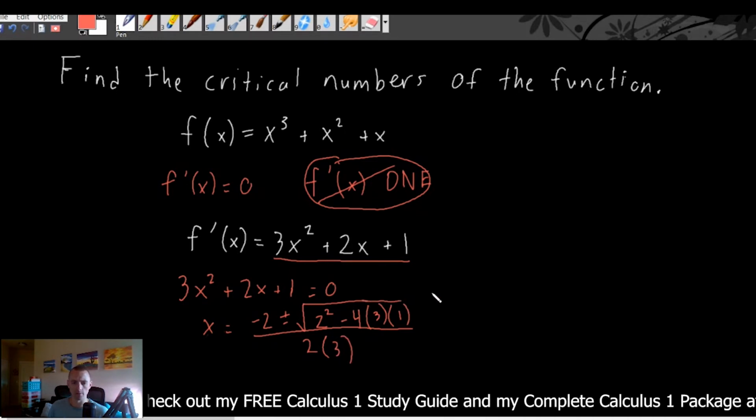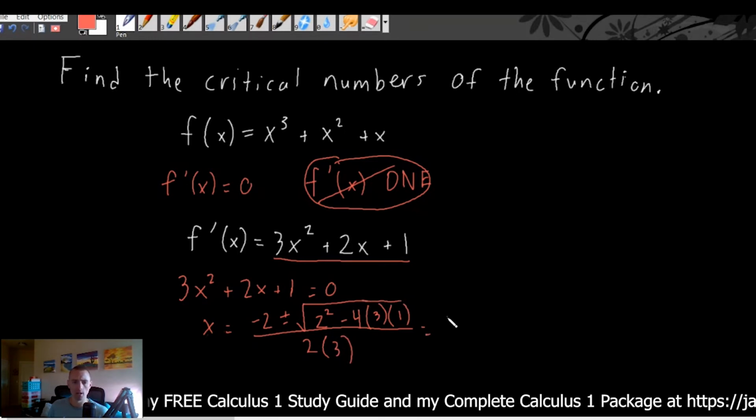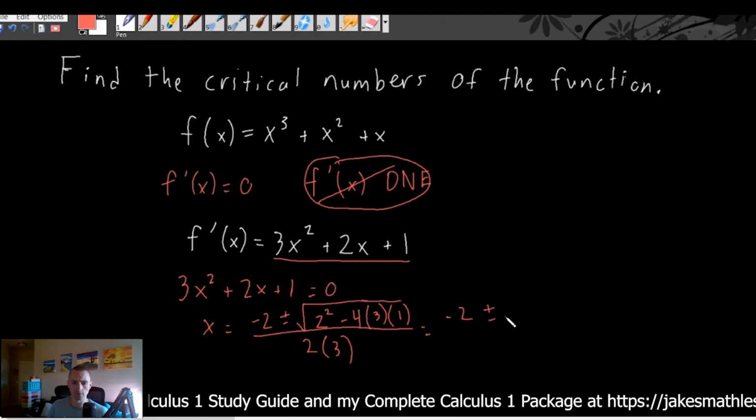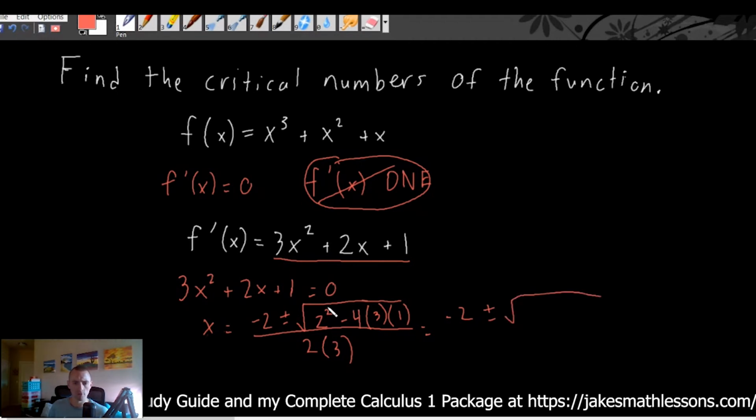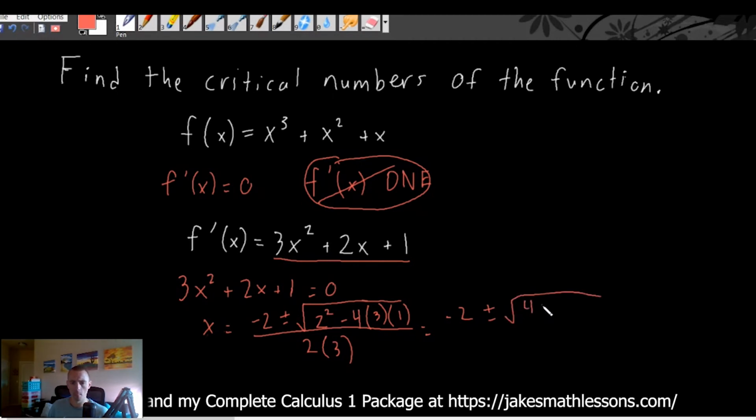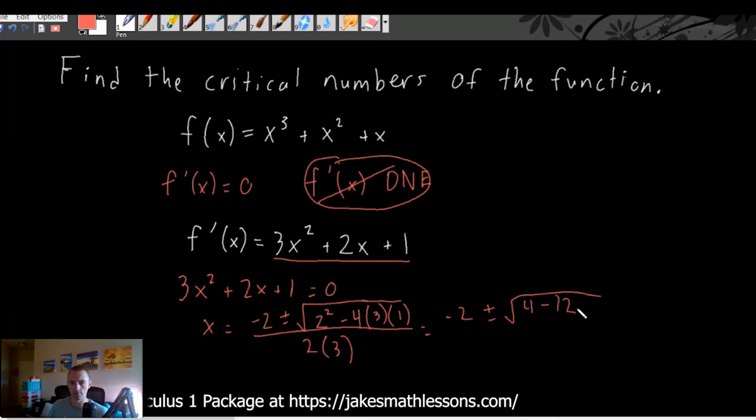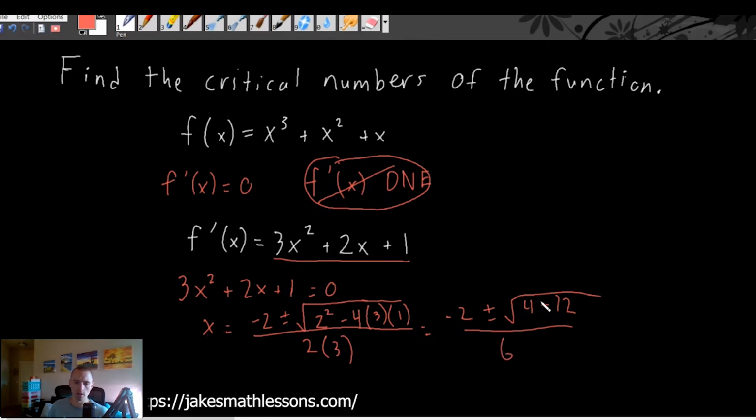So let's think about how this will simplify here. We're going to get negative 2 plus or minus the square root of 4 minus 4 times 3 times 1, which is 12. So without even going further, you can see right here, we're going to have 4 minus 12 within the square root, which is negative 8. So we're going to have the square root of negative 8.